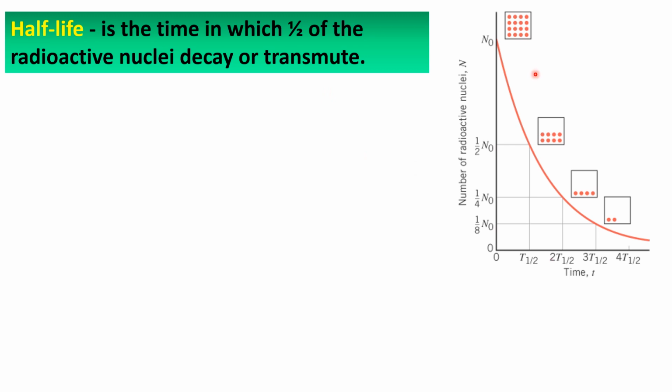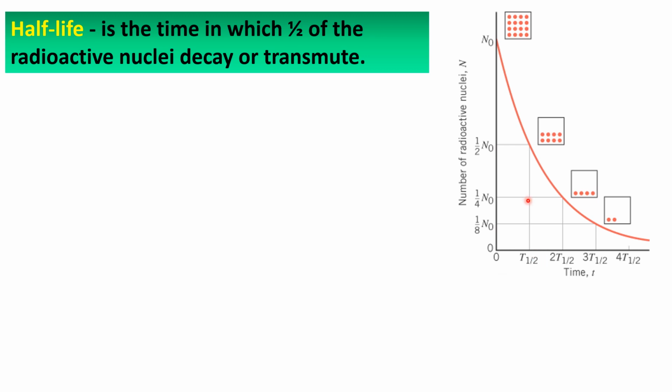Let's look at this graph. The graph of the time t along the x-axis versus the number of radioactive nuclei indicated by capital letter N. So at zero time, the number of nuclei of the original substance is labeled N naught. So that is at time equals 0.